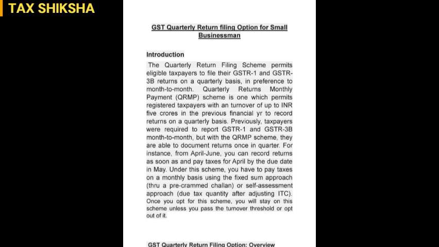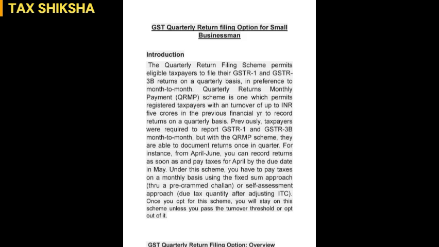in preference to month-to-month. Quarterly Returns Monthly Payment (QRMP) scheme is one which permits registered taxpayers with a turnover of up to INR 5 crores in the previous financial year to file returns on a quarterly basis.